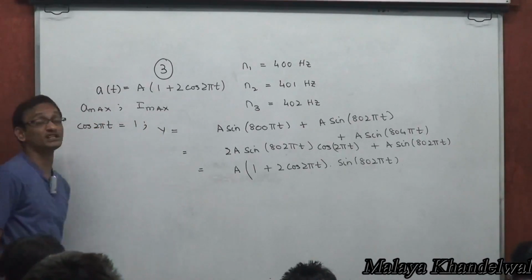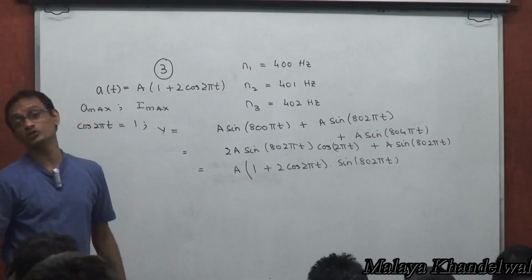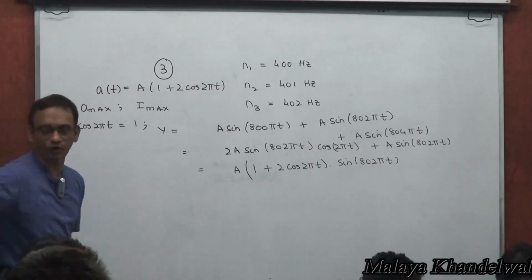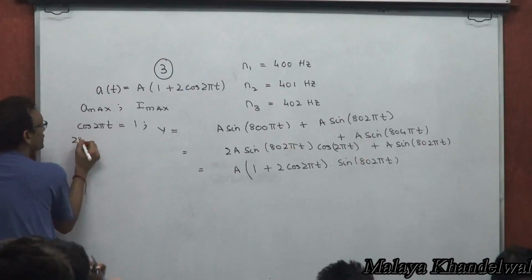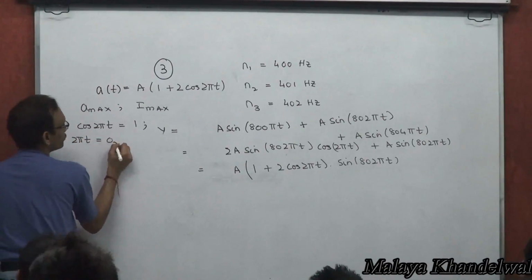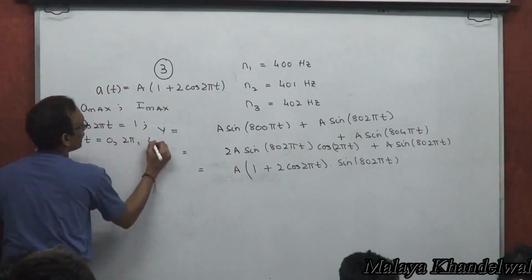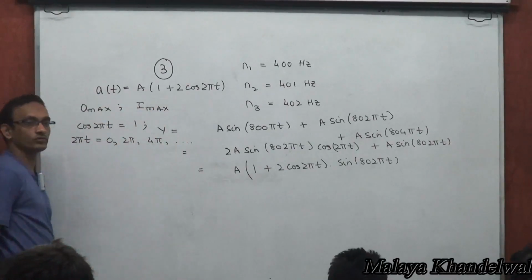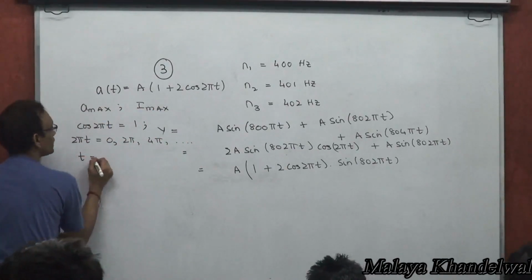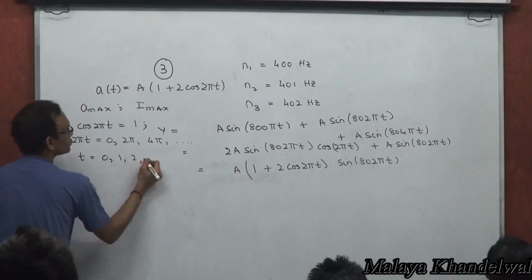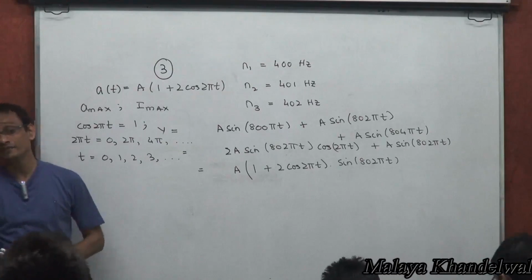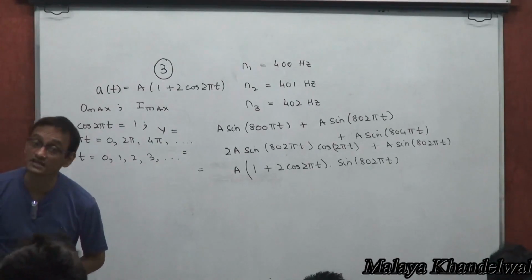Now cos 2 pi t is 1 means 2 pi t must be 0, 2 pi, 4 pi and so on and so forth. So t must be 0, 1, 2, 3. At these instances of time, you have a maximum intensity available.